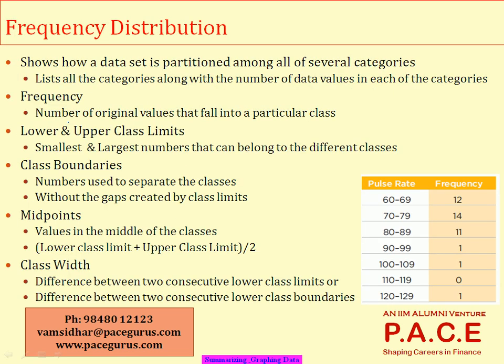Now, the first step in summarizing the data is to build a frequency distribution. It's a simple table, as is being shown here. The whole data is partitioned; the entire data is partitioned among several categories. Here you see some categories are created.